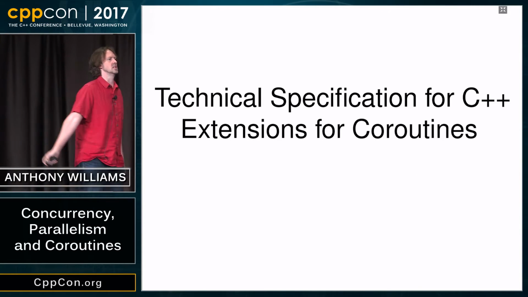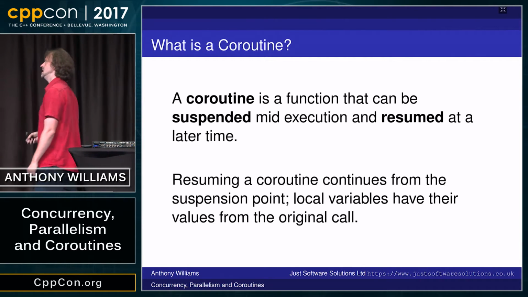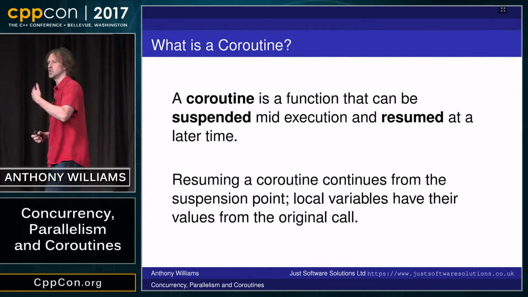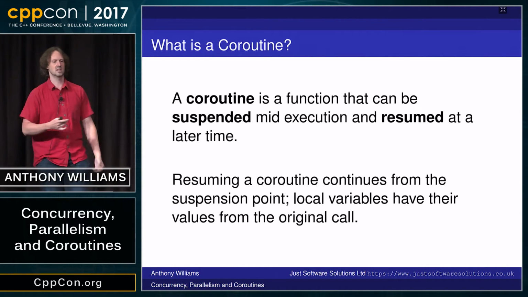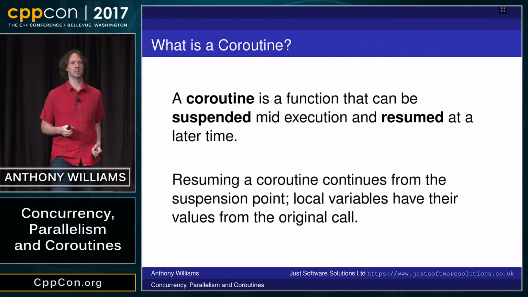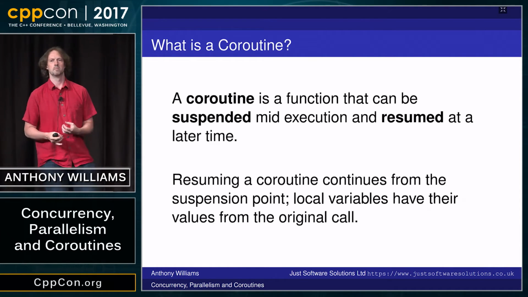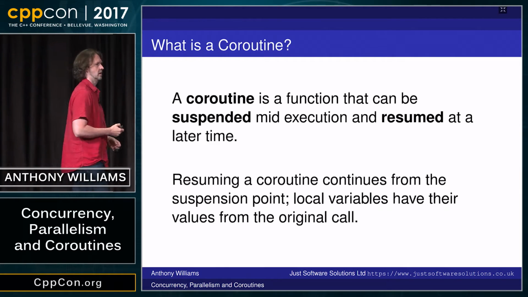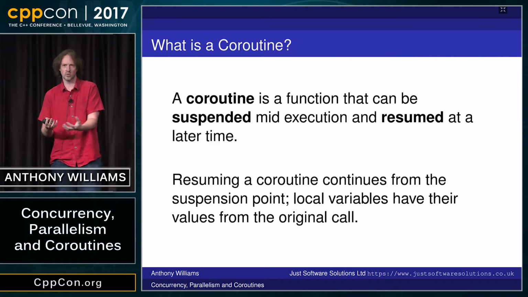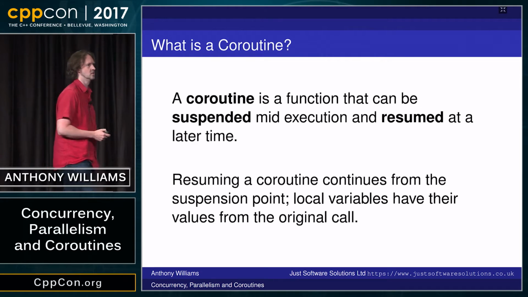So coroutines. Fundamentally, a coroutine is an extension of a function. The function might be suspended mid-execution and then resumed at a later time. And it will resume directly where it left off in the middle, with all the local variables having exactly the same values that they were when it got suspended. And this includes any function parameters that were passed by value. Obviously, if they're references, then the reference still refers to the same thing, but the referred-to thing might have changed.